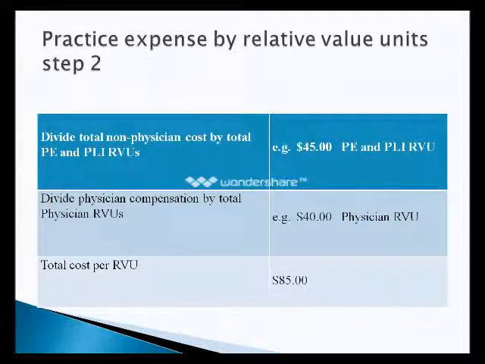Then you'll divide your total expenses, including compensation for yourself and overhead, any expense to the practice, and then divide by those total RVUs to give you a total cost per RVU. And just in this example, let's say it's $85.